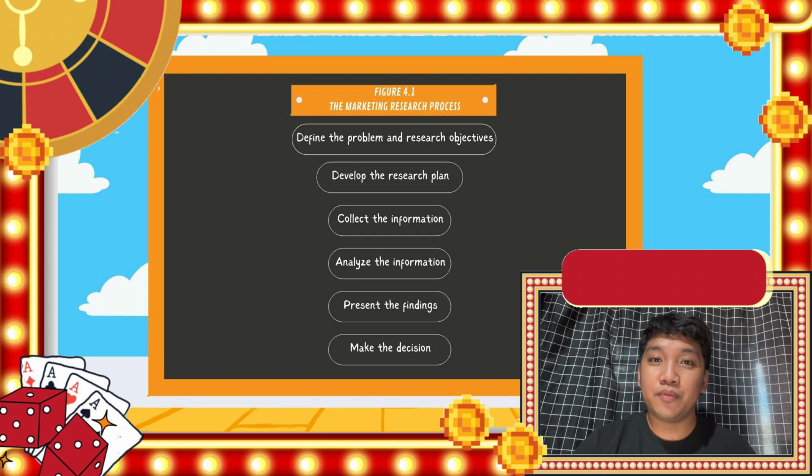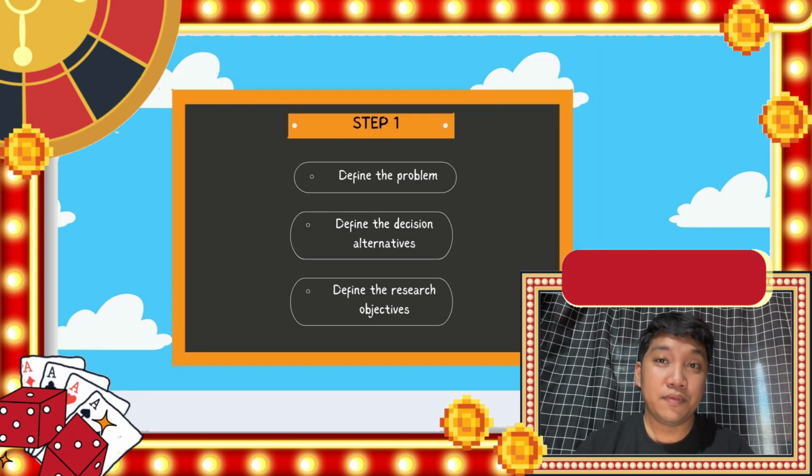Next one is figure 4.1, the marketing research process. We have defined the problem and research objectives, develop the research plan, collect the information, analyze the information, present the findings, and make that decision. Next one, for step 1, we have defined the problem, define the decision alternatives, and define the research objectives.